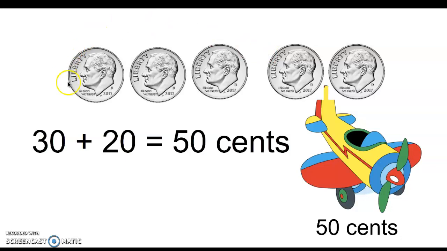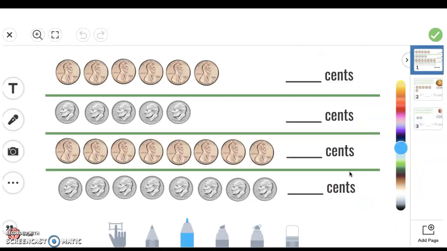Because if we look at the first 3 dimes I had, it's 10, 20, 30, which is my number here. And I added 2 more dimes, which if I counted by tens would be 10, 20, and added it here. So 30 plus 20 equals 50 cents. So I would need 5 dimes to buy the toy because it's 50 cents.